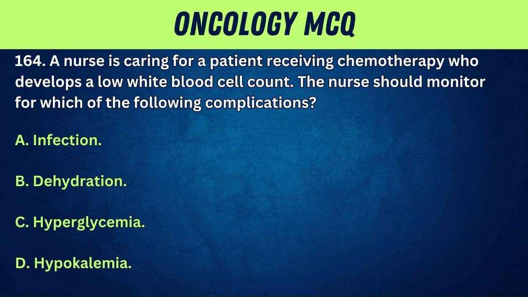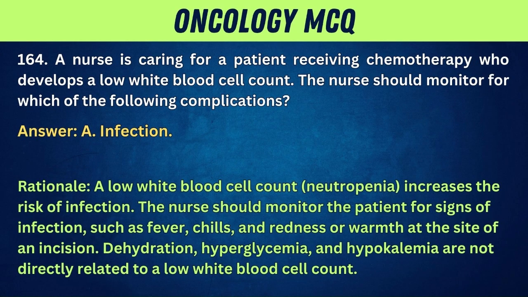164. A nurse is caring for a patient receiving chemotherapy who develops a low white blood cell count. The nurse should monitor for which of the following complications? A. Infection. B. Dehydration. C. Hyperglycemia. D. Hypokalemia.